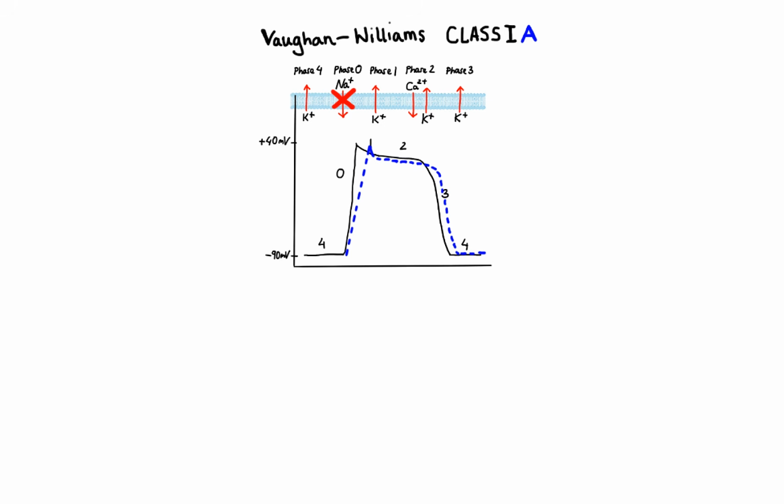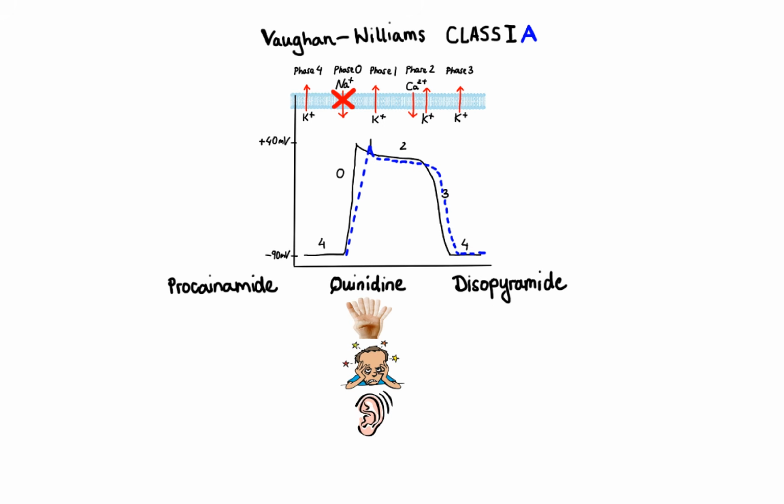The agents in this class include Procainamide, Quinidine, and Disopyramide. These agents are used in the treatment of a wide variety of arrhythmias, such as ventricular tachycardias and recurrent atrial fibrillation. Adverse effects include blurred vision, headache, and tinnitus, which may occur with large doses of quinidine, and some anticholinergic effects, which may occur with the use of disopyramide.